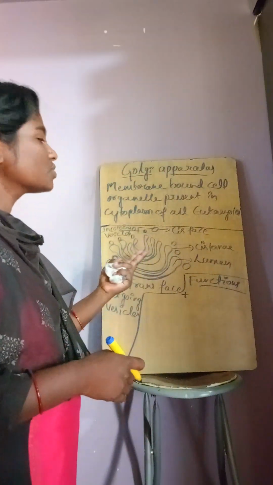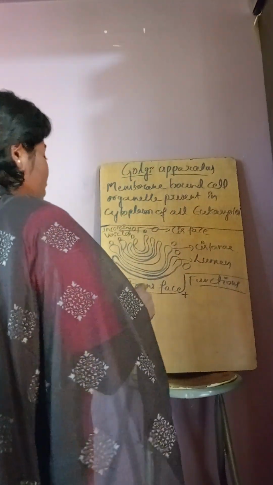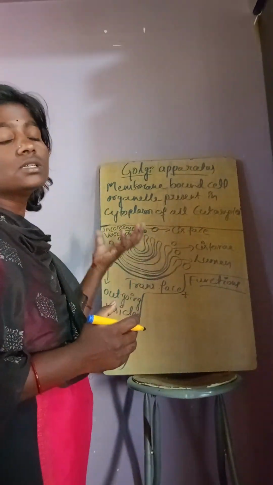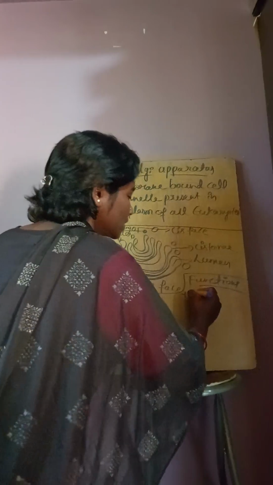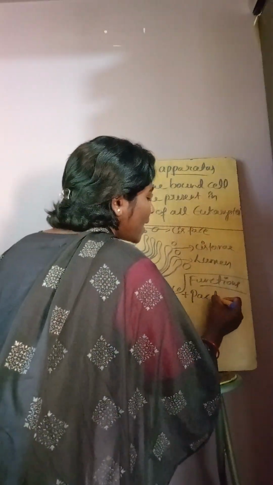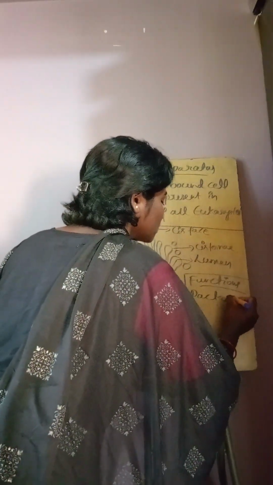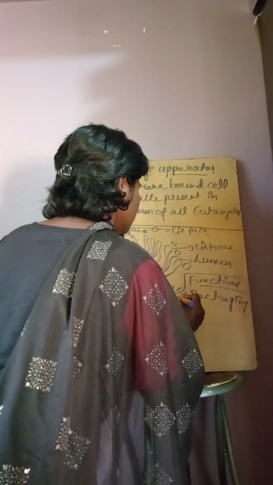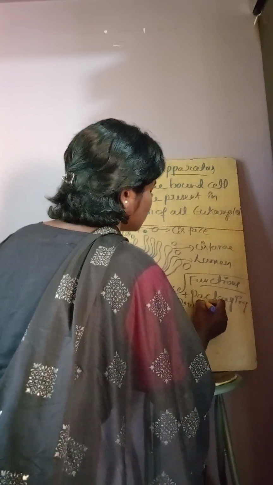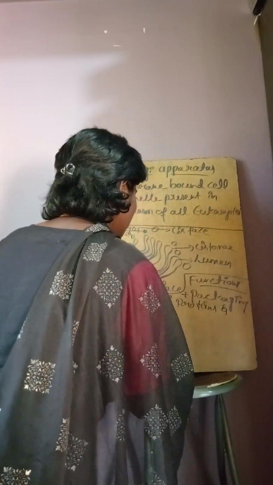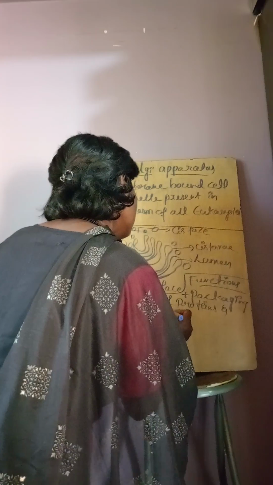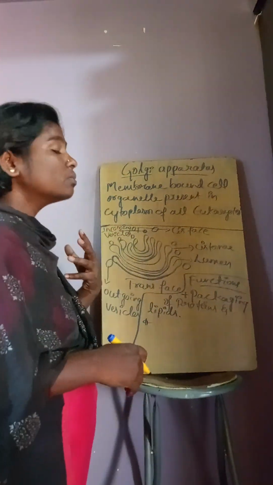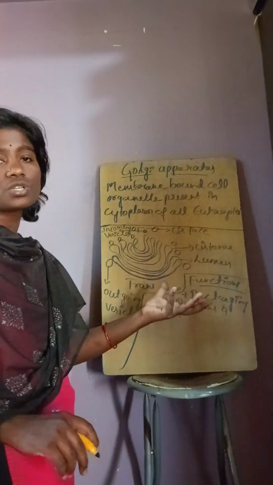So what is the major function of the Golgi apparatus? It packages the synthesized proteins and lipids. The major function is packaging of proteins and lipids. Okay, so the proteins and lipids are further moved to other destinations in the cell.